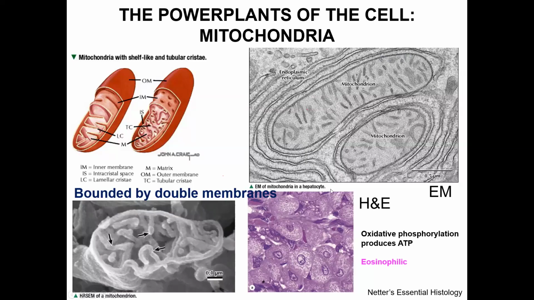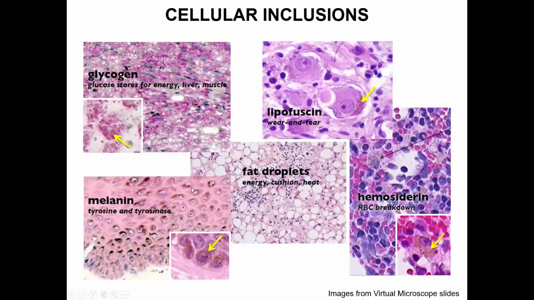And the mitochondria, this is not a very good image, but the mitochondria stain highly eosinophilic in light microscopy. This is a scanning electron micrograph showing the cristae that penetrate towards the interior of the mitochondrion.